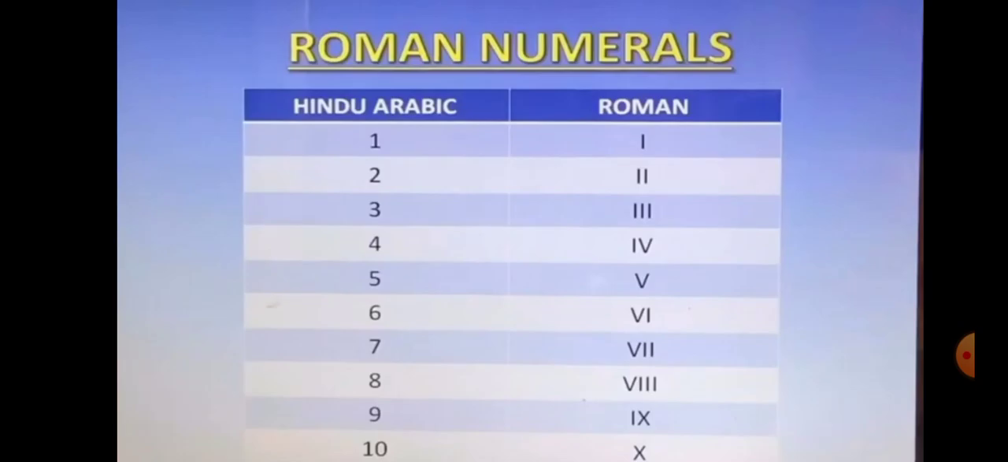So these numerals 1, 2, 3, 4 are known as Hindu Arabic numerals, and the numerals that we write with the help of the 7 basic symbols are known as Roman numerals. So in this way you can write Roman numerals for any given number.